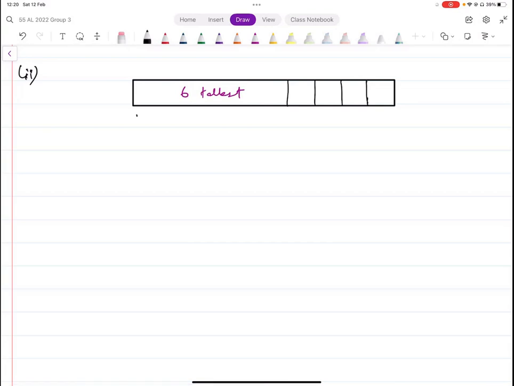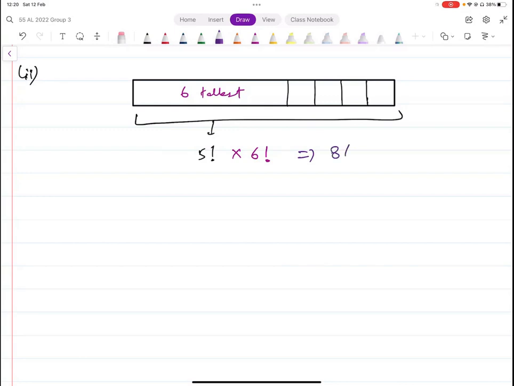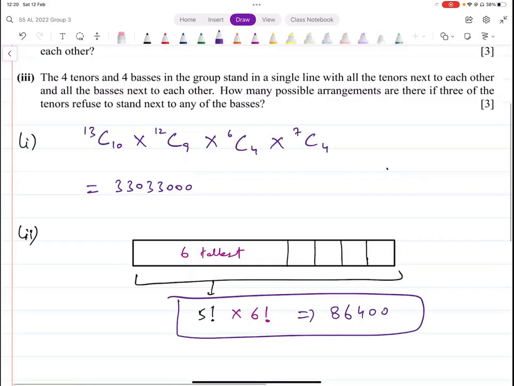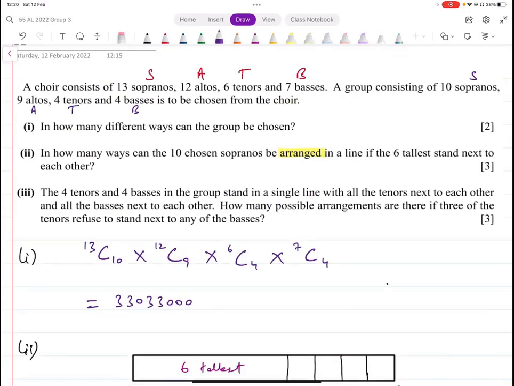We've got for the outer boxes, we have 5 factorial. And then inside this box, there are also 6 people. We've got 6 factorial. So you've got 5 factorial into 6 factorial. And that's it. What is it? 864,00. Writing this thing, 5 factorial into 6 factorial, and then 86400 is 3 marks. Okay?